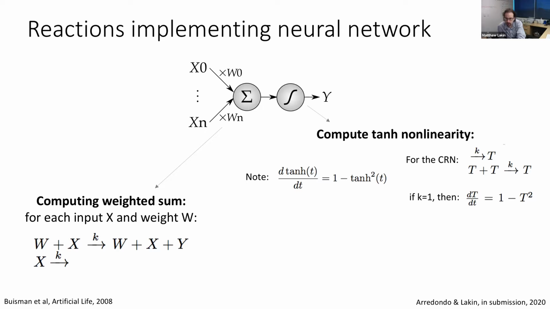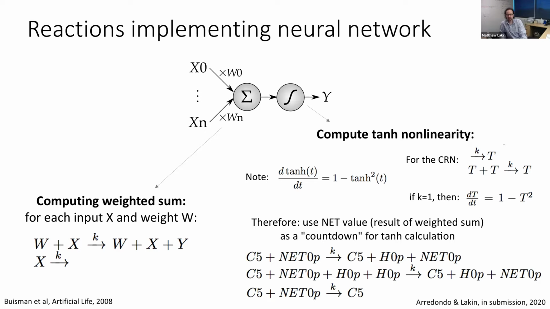But what we want is to have it level off at a value corresponding to the hyperbolic tangent. How do we do that? Well, we basically just need a stopwatch, essentially. We need to run this reaction for an amount of time, or a number of times, I should say, that is specified by some input species. And the way we do that is using the catalyst trick again.